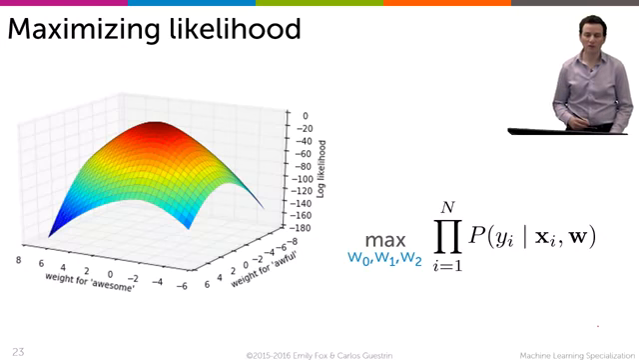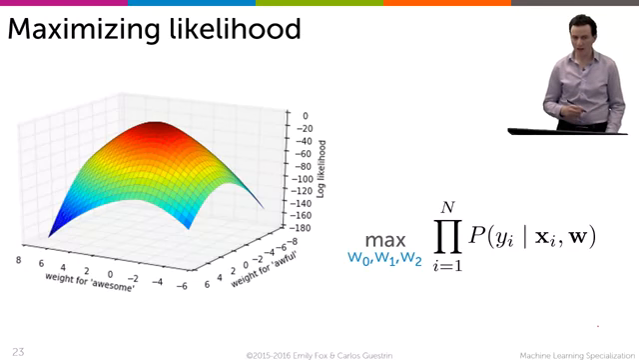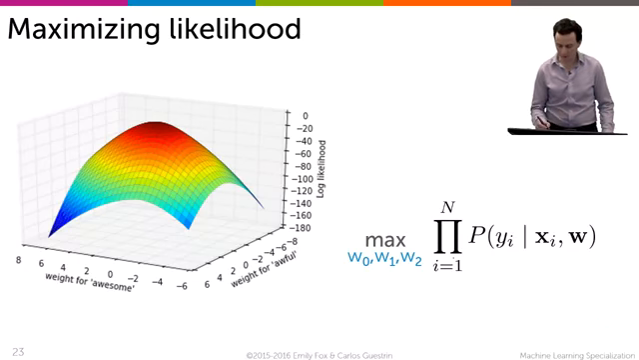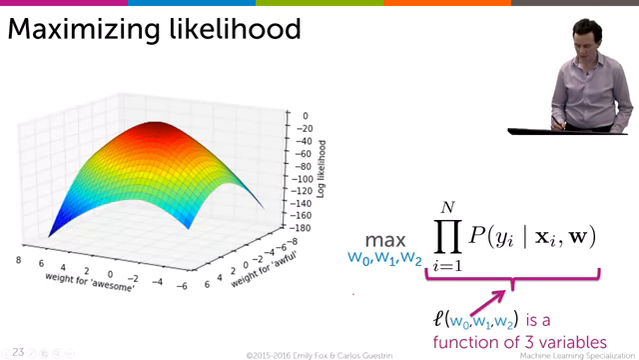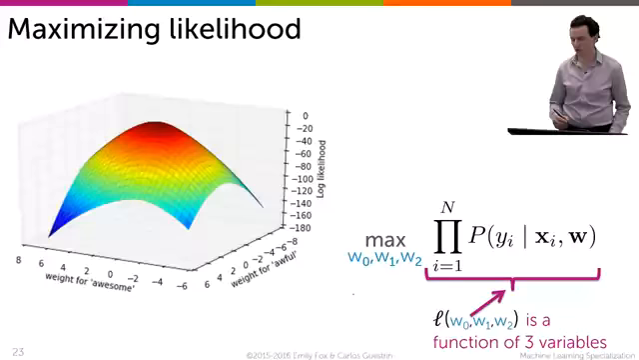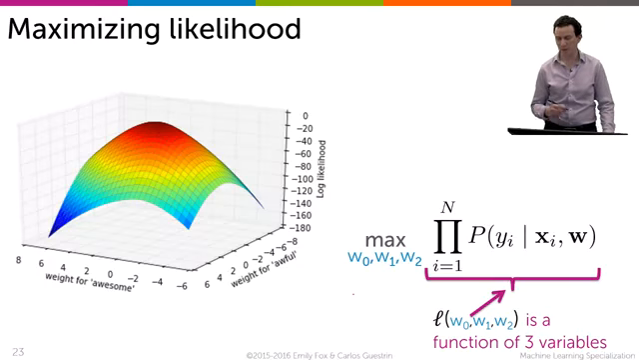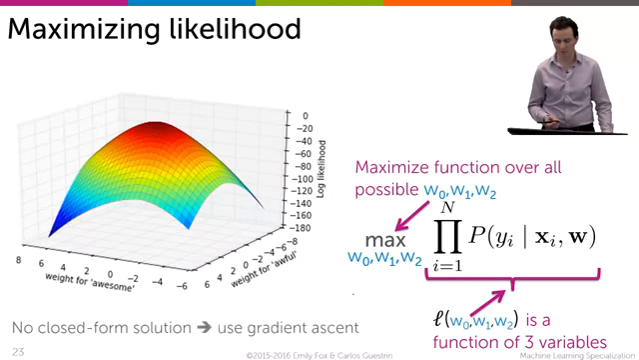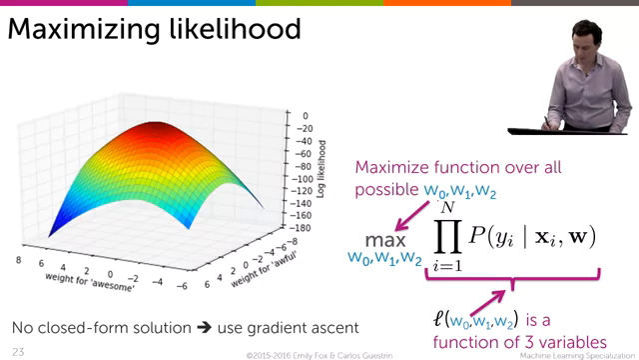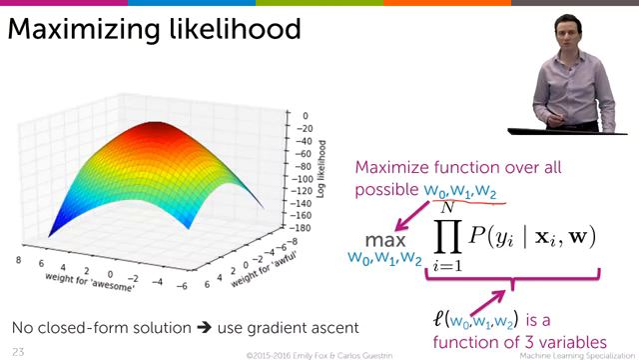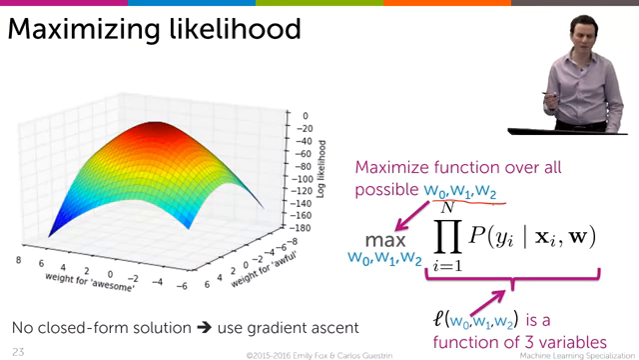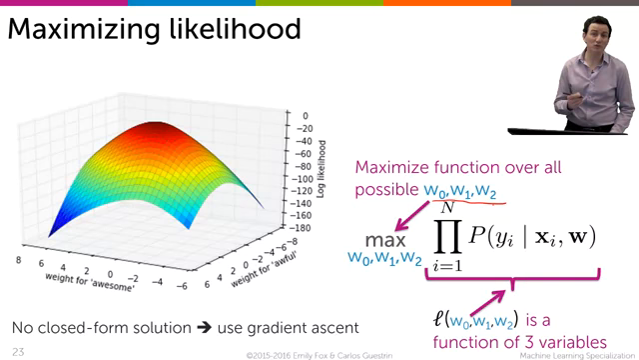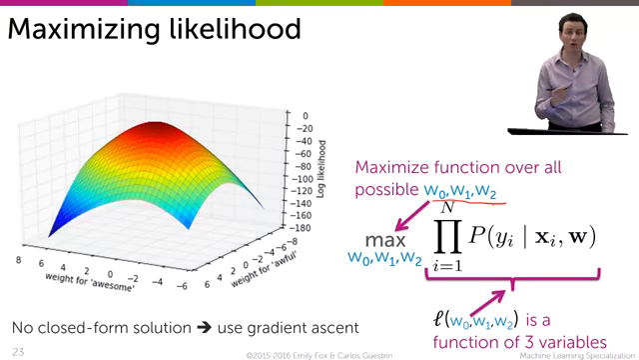So as a quick review, we have our likelihood function, and we want to find the parameter values that maximize it. This is a function of 3 parameters in this little example over here, W0, W1, W2. And we're trying to find the maximum over all possible parameters, W0, W1, and W2. And there's infinitely many of those, so if you try to enumerate, it would be impossible to try them all.